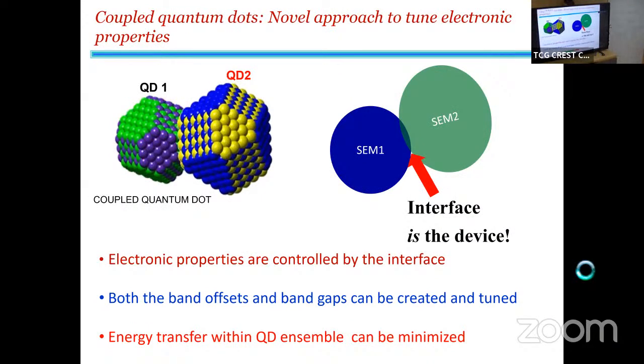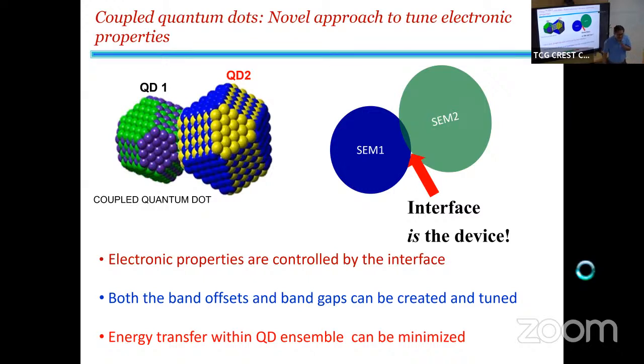Very interestingly, if you adjoin two monocomponent quantum dots together, you'll get a different kind of electronic property, which is completely different from the monocomponent quantum dot. So this we call a coupled quantum dot. For example, this is one semiconductor quantum dot, this is another semiconductor quantum dot, and you form an interface of these two quantum dots, and the interface will be the determining factor. The individual properties of these quantum dots will be completely lost there.